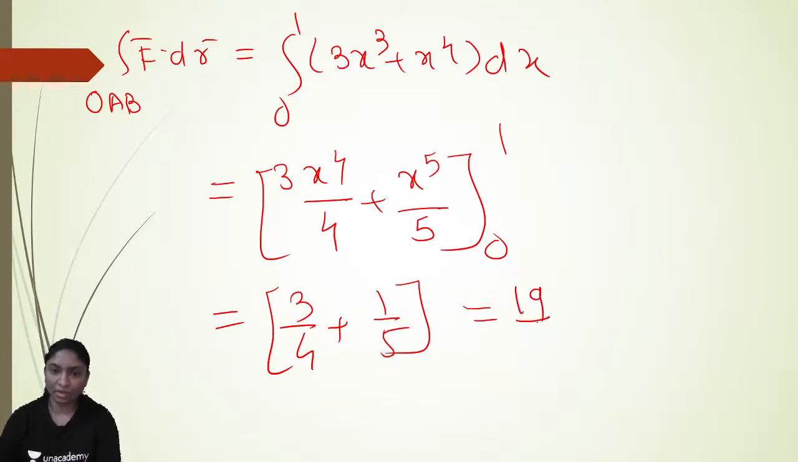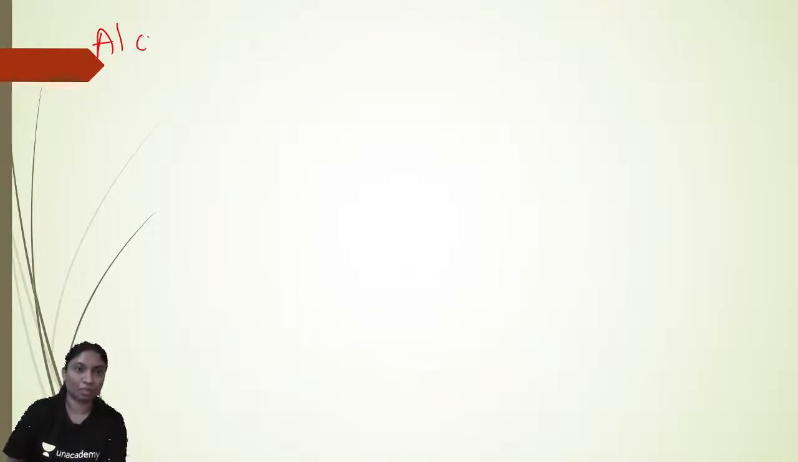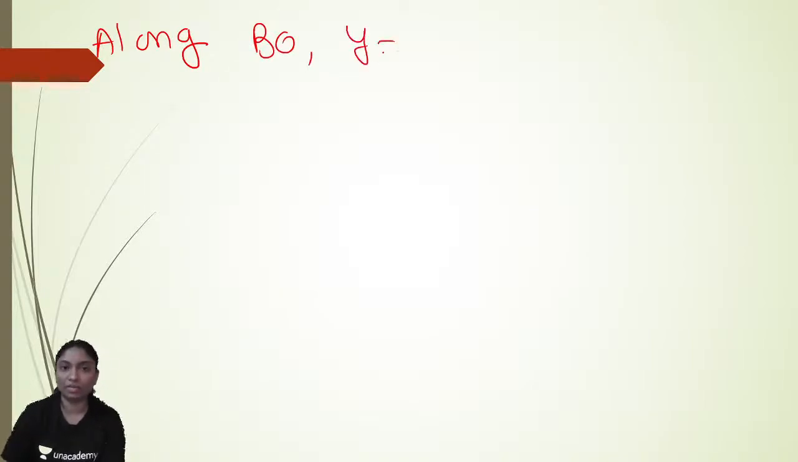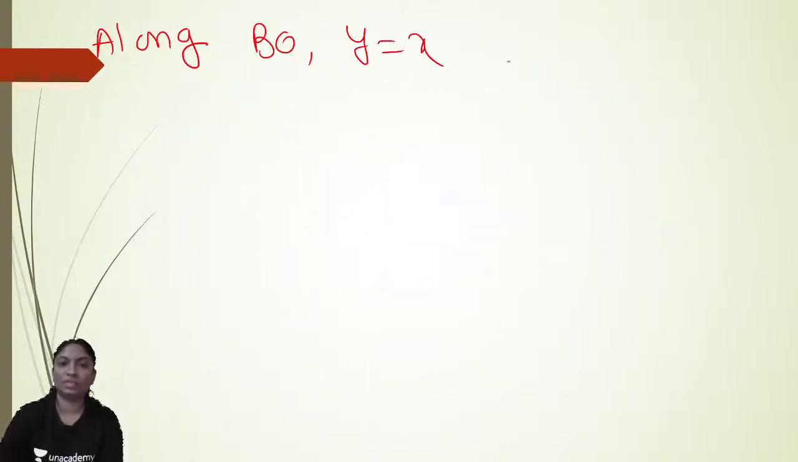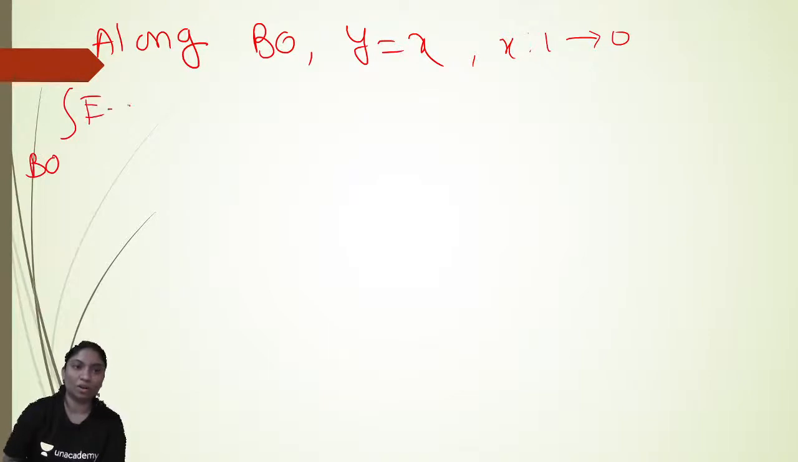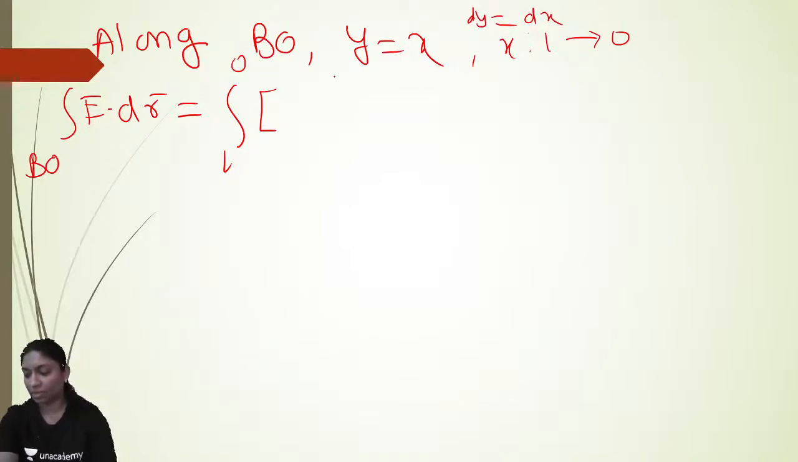Total 19 by 20. So along BO है हमारा y is equal to x है ना. Along BO line है हमारी y is equal to x. See here BO. So your line y is equal to x and x is varying from 1 to 0. तो हमारा इंटीग्रल अलोंग BO बन गया f bar dot dr bar is equal to from 1 to 0. यहाँ पे dy is equal to dx है, राइट. y is equal to x है तो dy is equal to dx है.